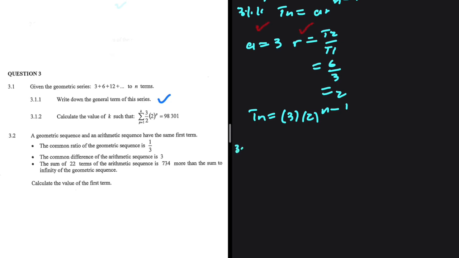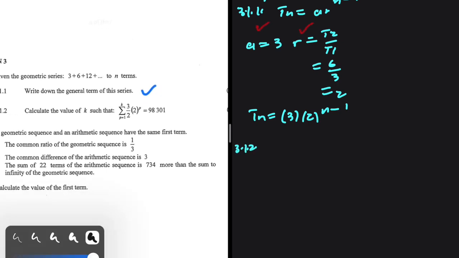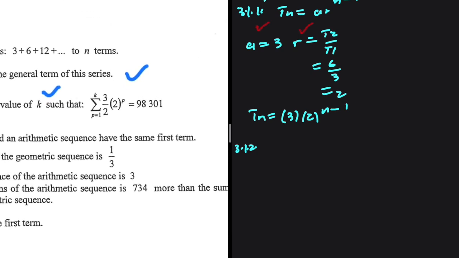Let's move to 3.1.2. So in 3.1.2, we're supposed to calculate the value of k such that this sum is equal to 98,301. Okay, let's go ahead and find the terms of our series.